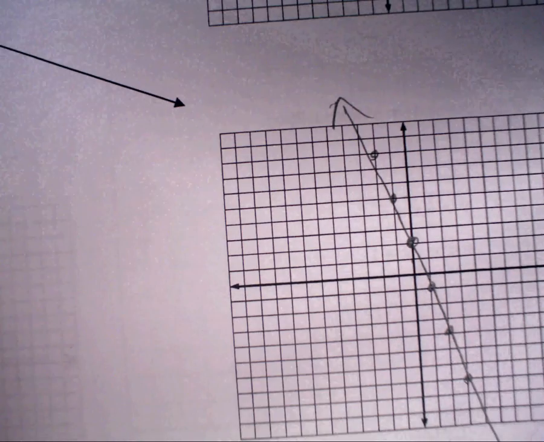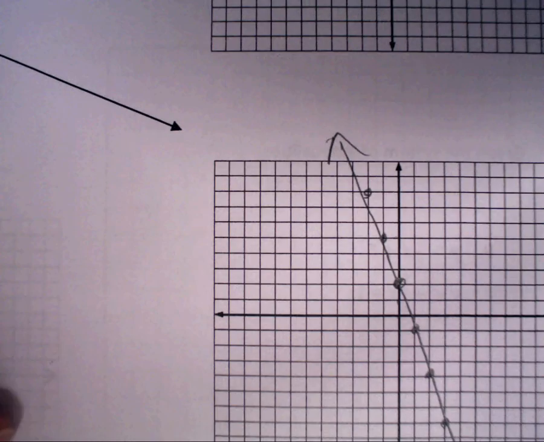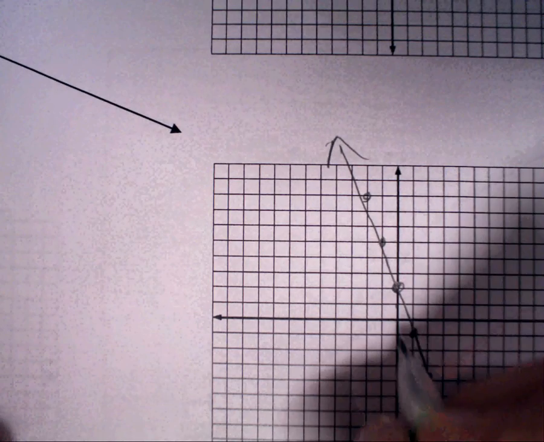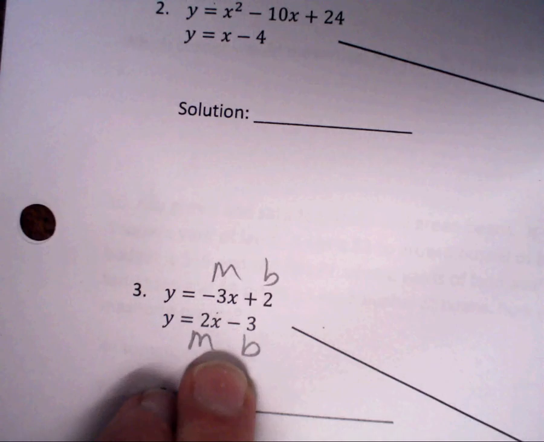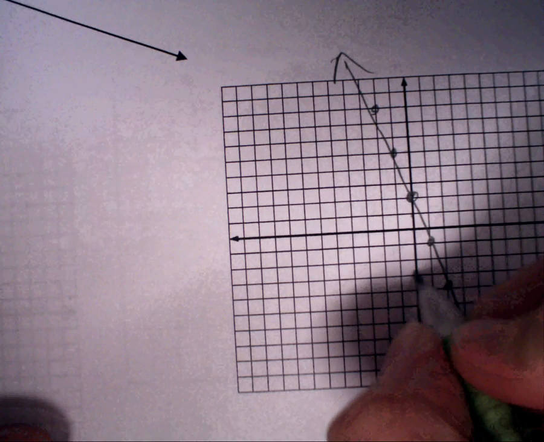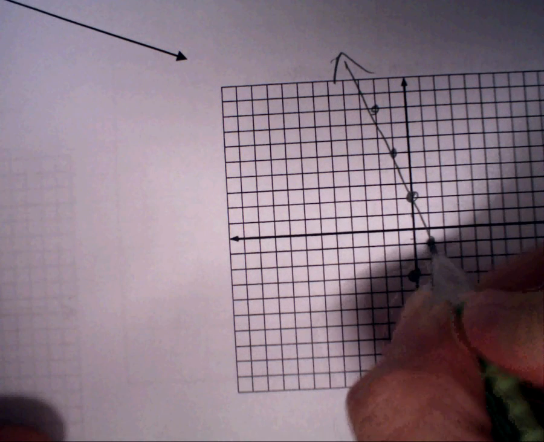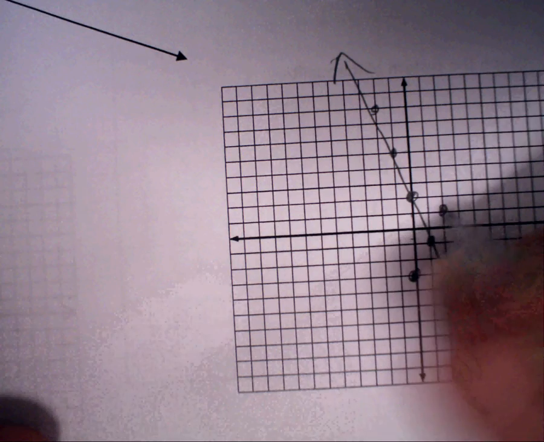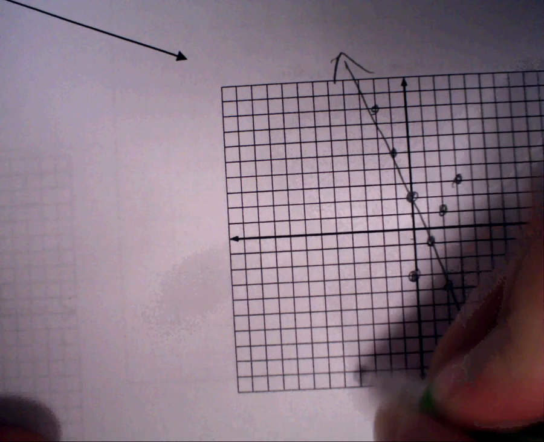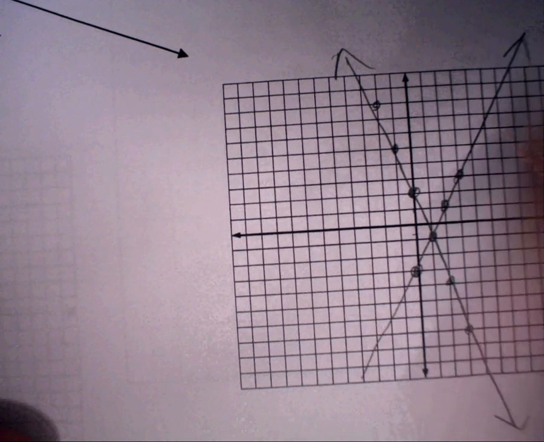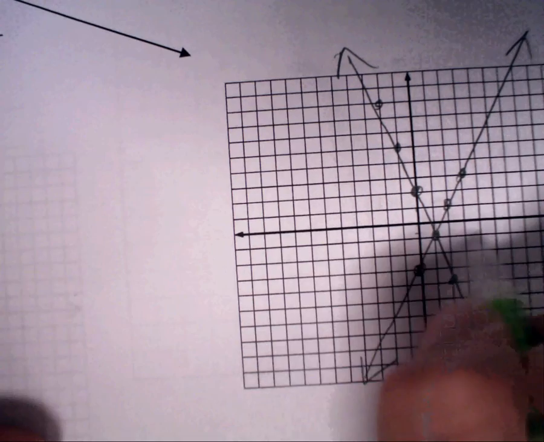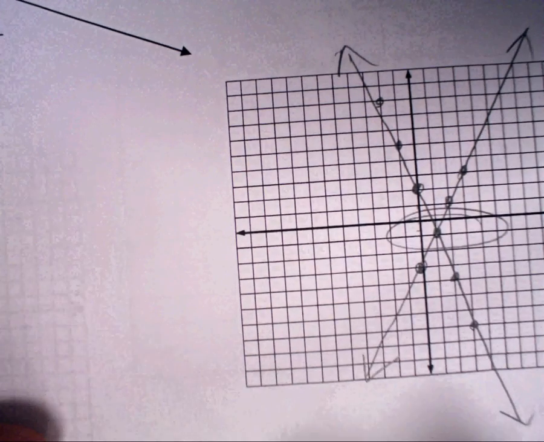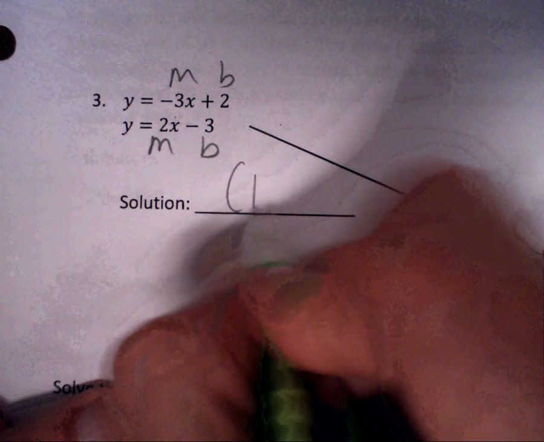Then on the second one, and that's because I had a negative slope, so it goes to the left. On the second one, I'm going to go down to negative 3 because the y-intercept is negative 3. I have a slope of 2, so I rise 2, run 1, and we can already see our intersection is at this point right here, which is 1, negative 1.